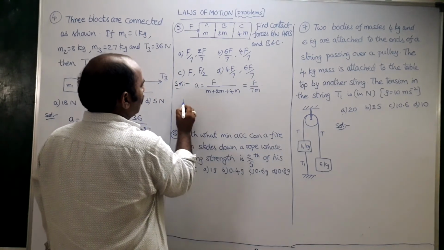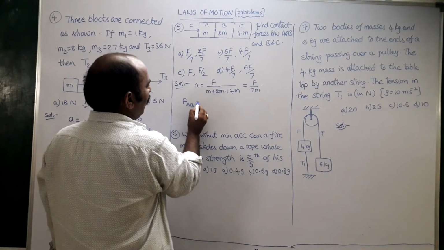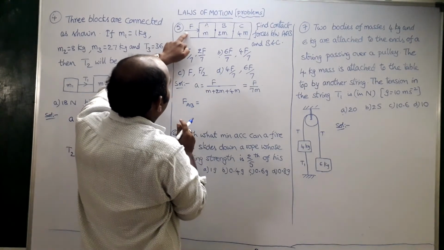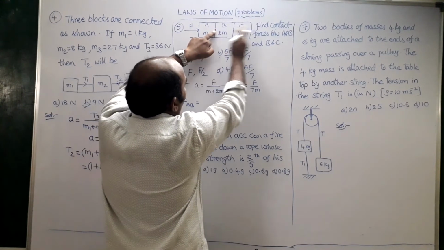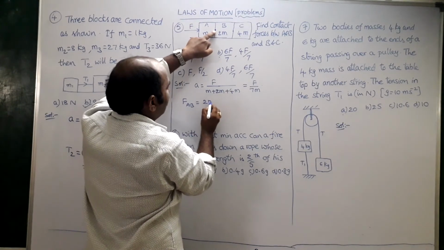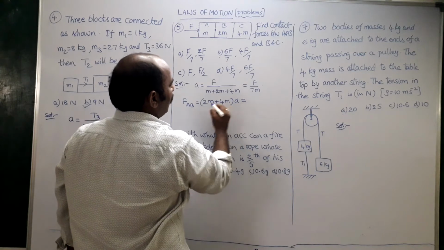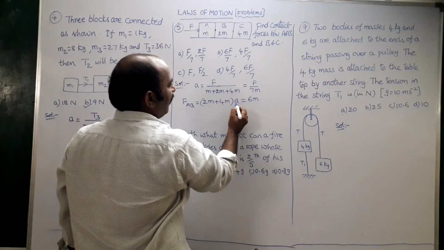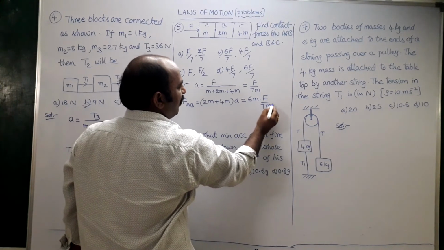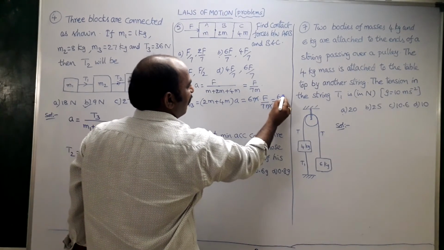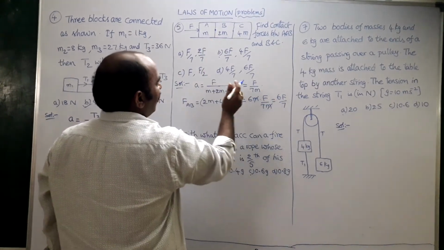Now we want the force in between A and B. From the external force side I want the contact force here. Now the total mass 2m plus 4m into acceleration A. This is equal to 6m into A. Instead of A, write F by 7m. m and m get cancelled. We get 6F by 7. This is the force in between A and B, 6F by 7.